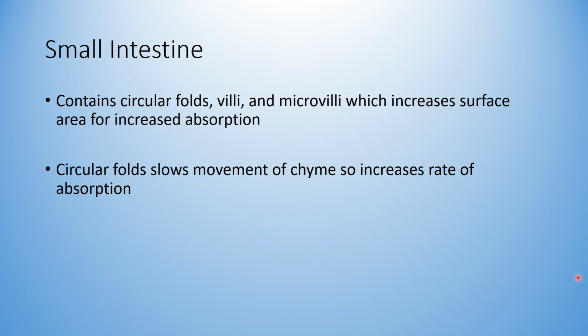The small intestines does include some of these what we call circular folds, villi and microvilli. All of those are increasing the surface area, as I mentioned. The circular folds also work to kind of slow the chyme down. Once again, you don't want it racing through. Slow down so we can absorb everything.